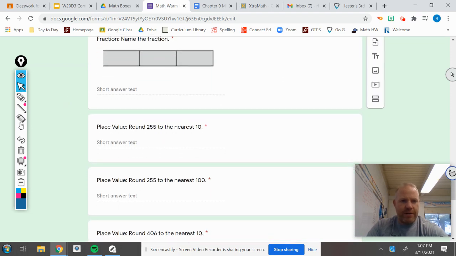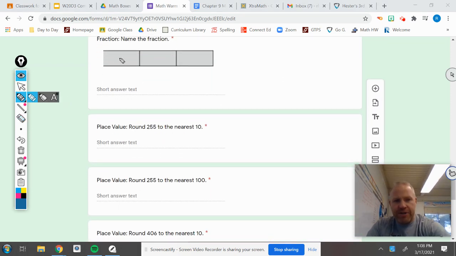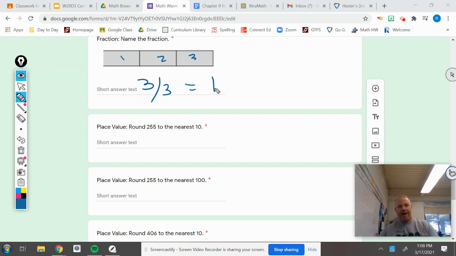We have a fraction. Now we count the fractions. How many are shaded? 1, 2, 3. So there's 3 shaded. How many boxes are there? 1, 2, 3. So 3 out of 3 are shaded, which means the whole entire block is shaded, which means 1. So we have one whole block shaded because 3 out of 3 were shaded.